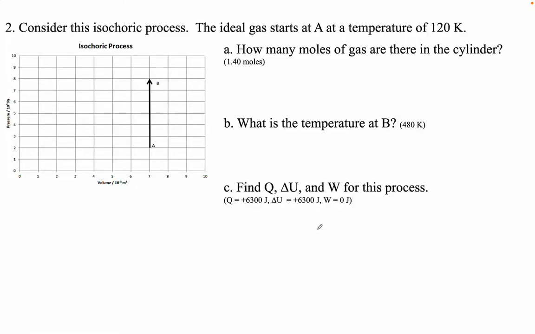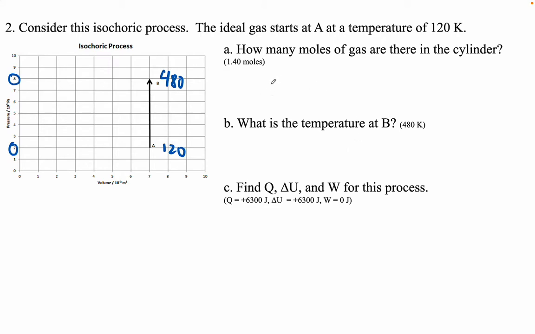Consider this isochoric process. The gas starts at A at a temperature of 120. What's the temperature at B? Well, let's see. It goes from 2 to 8. You see that? The only way to do that is to increase the temperature. That's what's going on here, we're increasing the temperature. If we change the pressure by a factor of 4, we have to change the temperature by a factor of 4. So we can just argue here that this is going to be 480, which is 4 times 120, right? But we can use the ideal gas law to figure this out too.